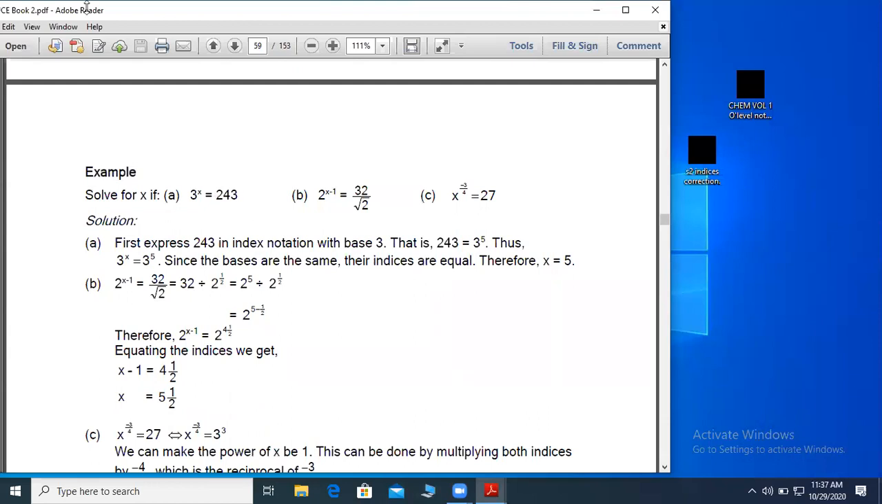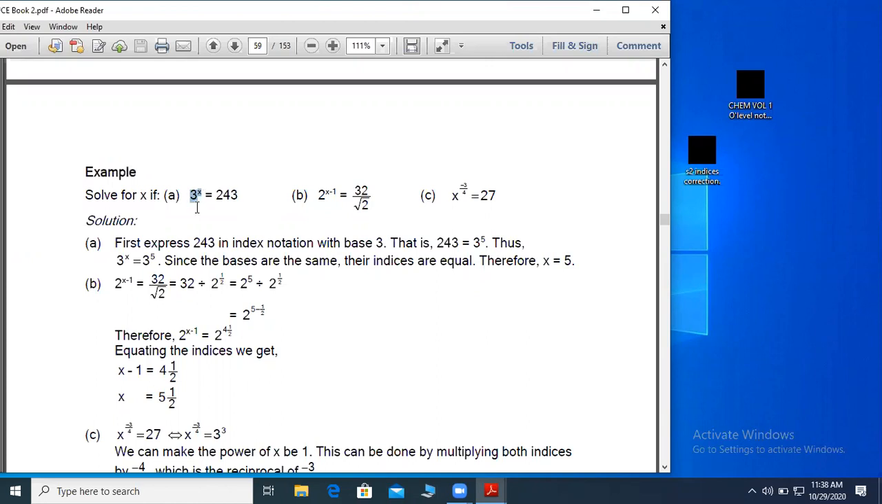Now, we are going to look at indices where there is an equal sign. How do we deal with that? If we have the same base on opposite sides, the bases can cancel and you equate the powers. For example, if this is 3 to the power x, and the other side also has 3 to the power 2, then the bases will be the same, they will cancel, and you remain with x equal to the other power, which is 2.